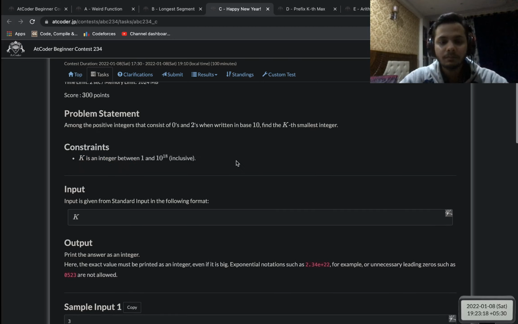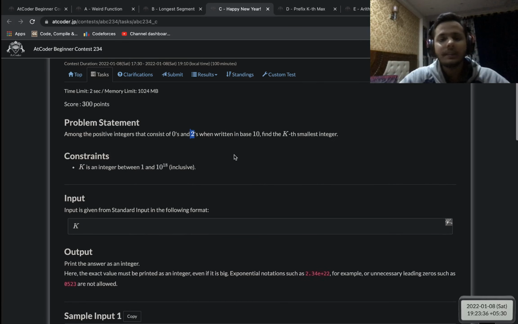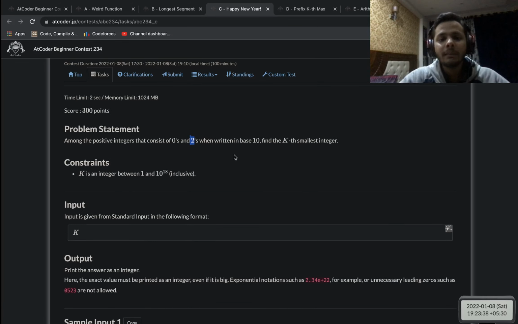The question that I want to ask here is: does it make any difference if I use ones in place of twos? 1 is still greater than 0, so I am allowed to use ones instead of twos, and I will find the answer, and in the answer I will just replace all the ones by twos. No one is stopping me from doing that, because I need to find the kth smallest integer. It doesn't matter if I am using twos or ones.